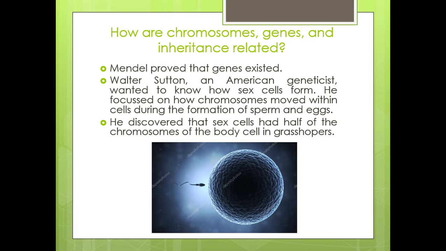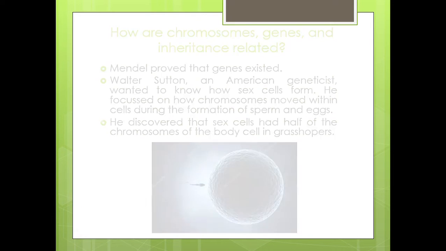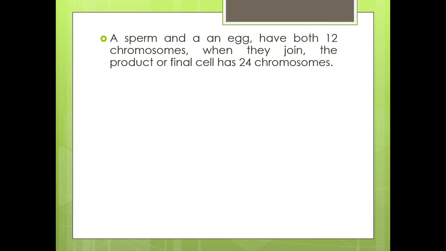And he noticed that the number of chromosomes were different. So there were only half of them inside the sex cells than in the rest of their bodies. So here we have an observation. A sperm and an egg have both 12 chromosomes. When they join, the product or final cell has 24 chromosomes. That's what I was telling you about. So in grasshoppers, sex cells only have 12 chromosomes, and when they both join, then the final cell has 24 chromosomes.